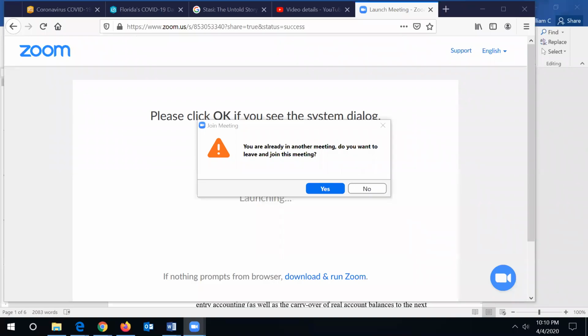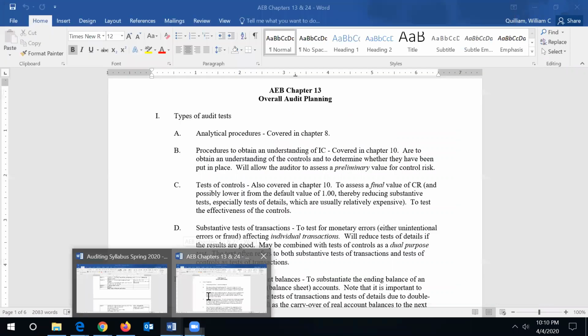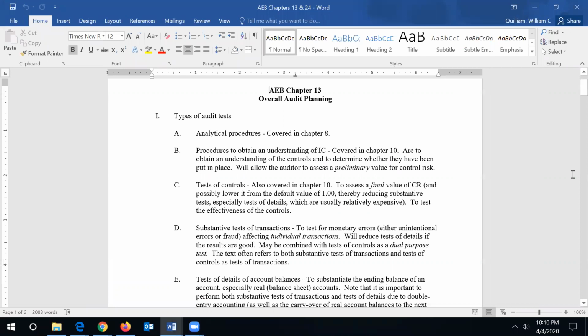This is our discussion of Chapter 13. I'm going to refer first to the Chapter 13 outline. Then I have one illustration from the book, which I will also be using. So here in Chapter 13, overall audit planning, we have what is largely a review chapter. So not a bad chapter whatsoever. It will not take long to cover either.